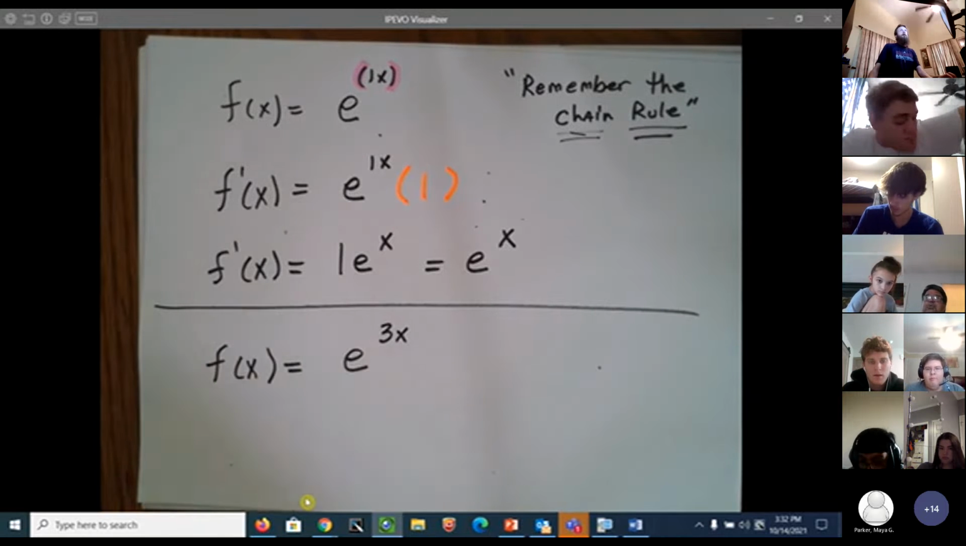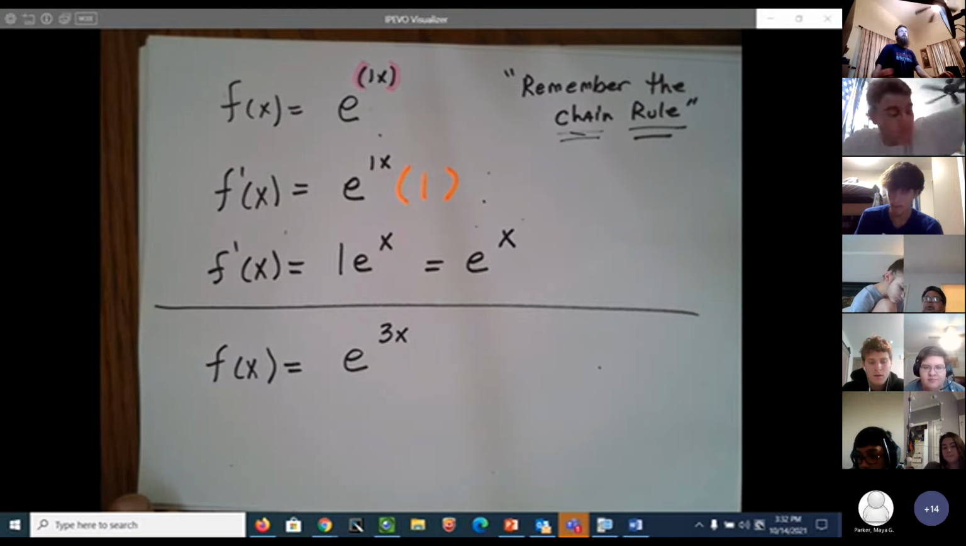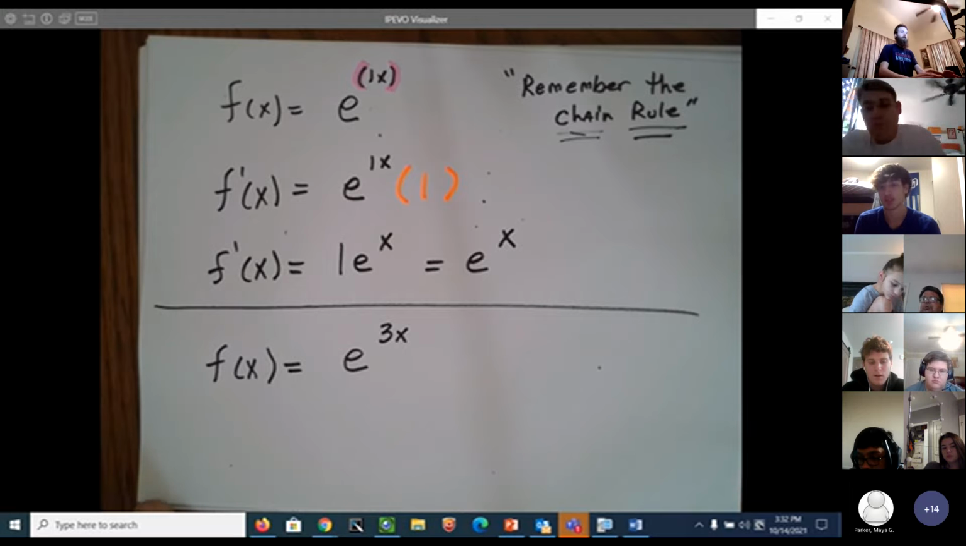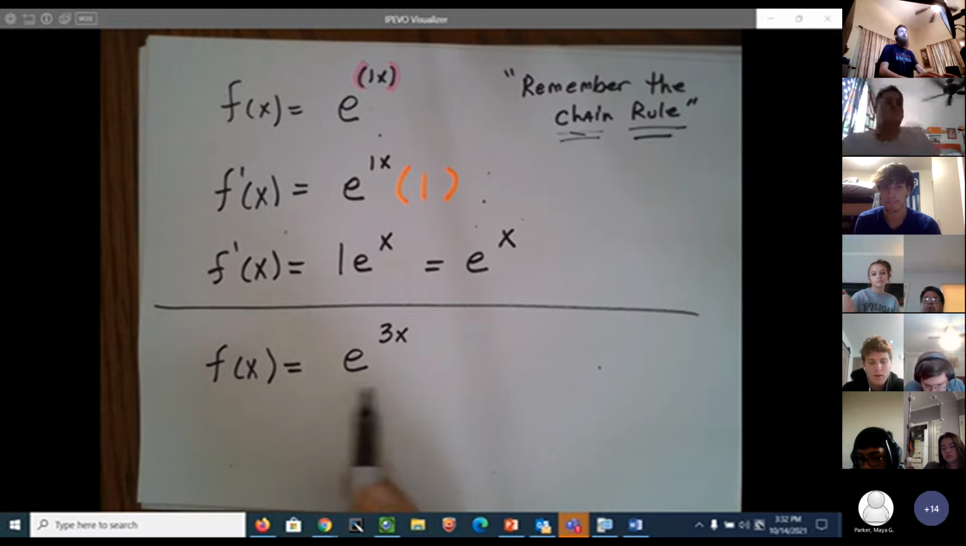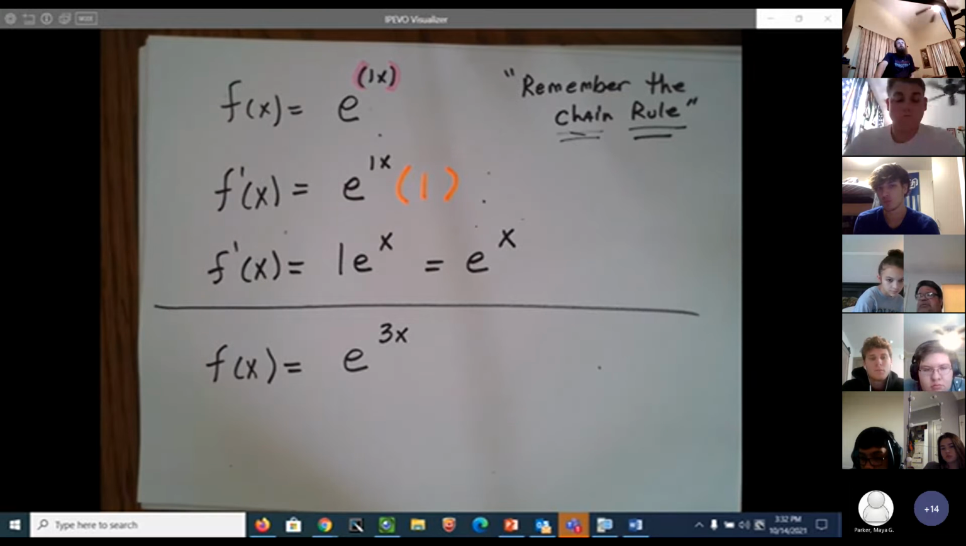This class has 22 people. I would say 10 people will get this one wrong. Why? Because they just think the derivative of e to the x is e to the x, and they write e to the 3x. It's not. Take our handy dandy highlighter.